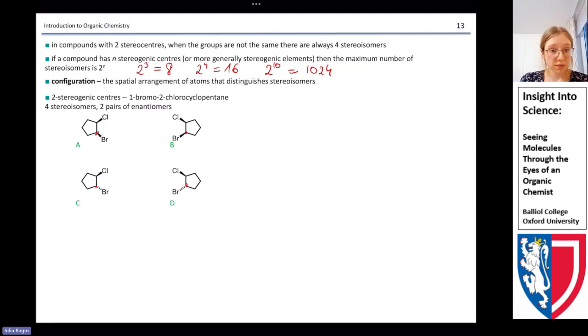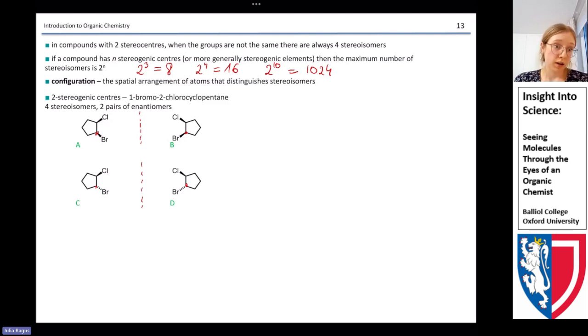So there are two pairs of enantiomers. You can draw the mirror plane right in the middle. A is enantiomeric to B, C is enantiomeric to D, so we're all happy. Now, with B and D, there is no enantiomeric relationship between them. And also same applies to A and C. You cannot produce any mirror plane in order to flip the image.